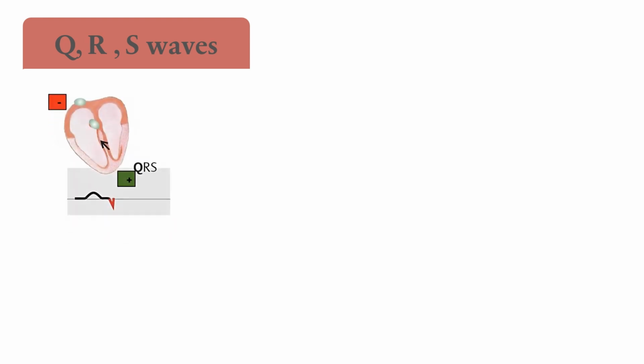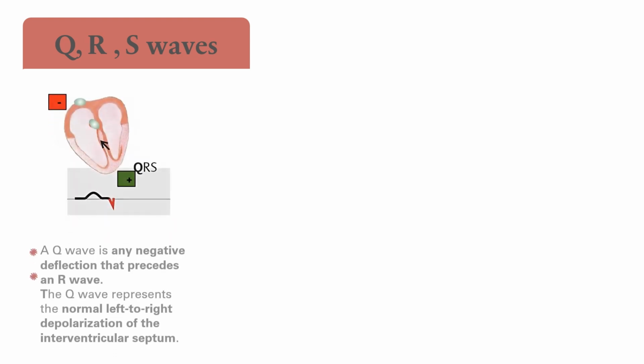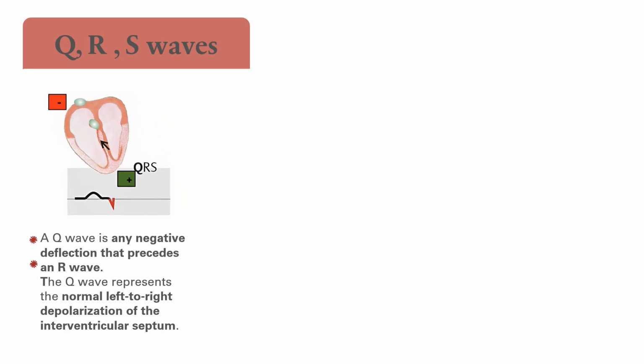Before talking about the QRS complex, let's talk about the Q, R, and S waves individually, which together form the QRS complex. The Q wave is the first negative deflection that appears before the R wave. It represents the left to right depolarization of the interventricular septum. Normally, Q waves are not seen in the right-sided chest leads V1, V2, and V3.